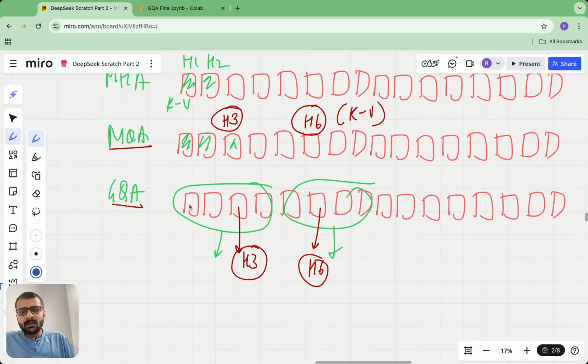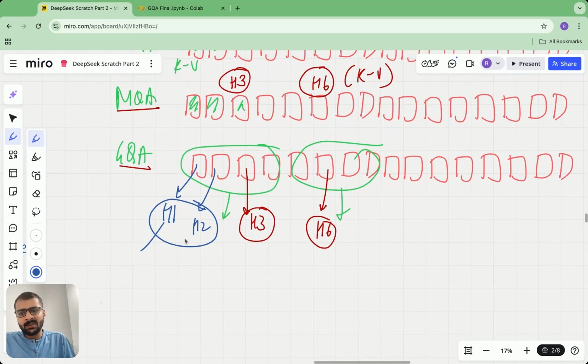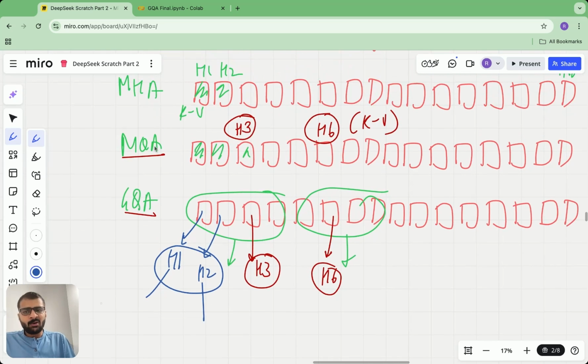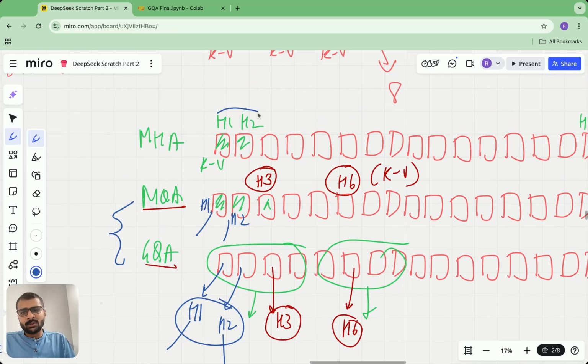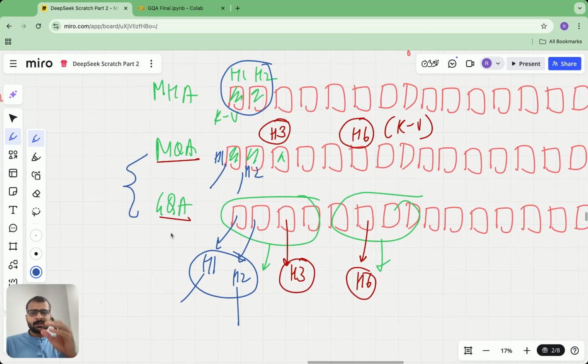But now let us consider H1 and H2. If you consider head 1 and head 2, in GQA, they both belong to the same group. So they will contain duplicate key values. The key value matrices for head 1 will be the same as the key value matrices for head 2. In multi-query attention, anyway, everything is the same. So there is no difference between MQA and GQA for these heads, and MHA is still better because H1 and H2 will have different values. So for some heads, GQA is better than MQA, and for some heads, it's the same as MQA. That's why GQA lies somewhere in the middle.